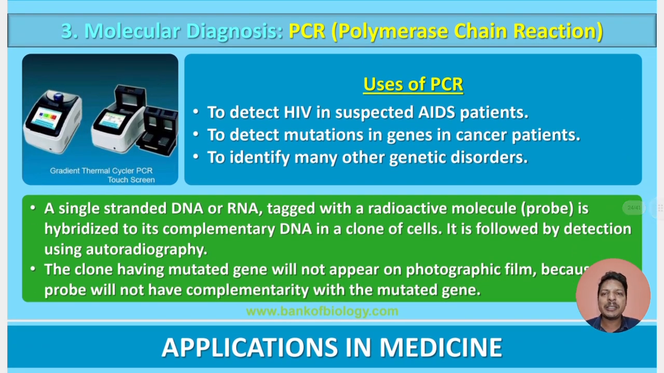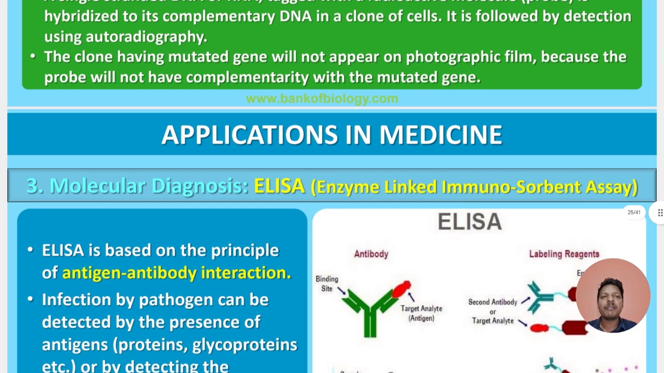Here are the uses of PCR: to detect HIV in suspects, AIDS patients, to detect mutations in genes in cancer patients, and to identify many other genetic disorders. A single-stranded DNA or RNA tagged with a radioactive molecule is hybridized to its complementary DNA in a clone of cells. It is followed by detection using autoradiography. The clone having the mutated gene will not appear on the photographic film because the probe will not be complementary to the mutated gene.